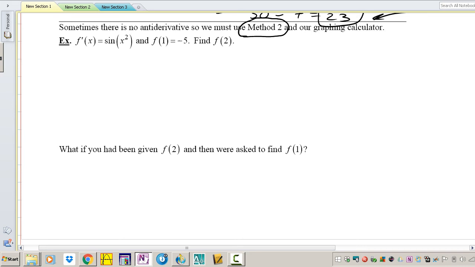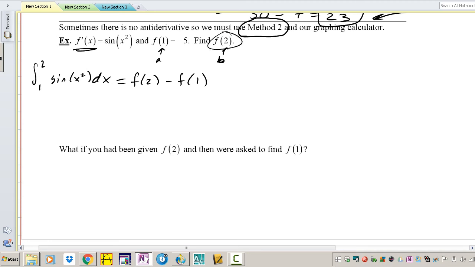Method number 2 says you have to use what's given. This is going to be your A, this is going to be your B. The reason why it shows that to be A is because 1 is smaller than 2, and we usually write the integrals with lower bound and upper bound. So the integral of the derivative, which is sine x squared dx, is equal to, if we apply the fundamental theorem of calculus, f of b minus f of a.